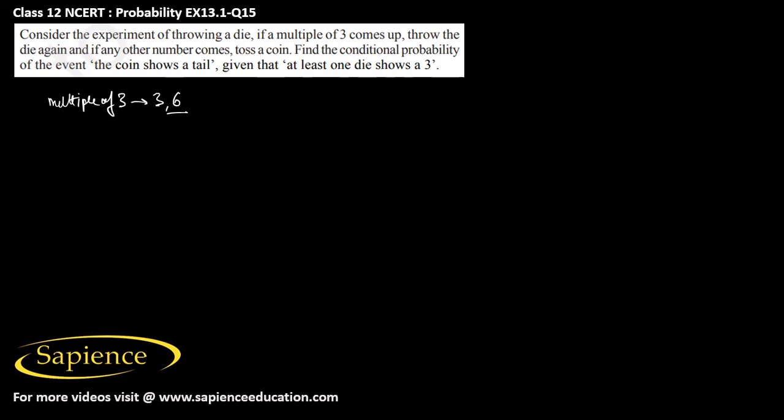Find the conditional probability of the event that the coin shows a tail, given that at least one die shows a 3. So here also we have to find a conditional probability, that is, the probability of the event that the coin shows a tail, given that at least one die shows 3.